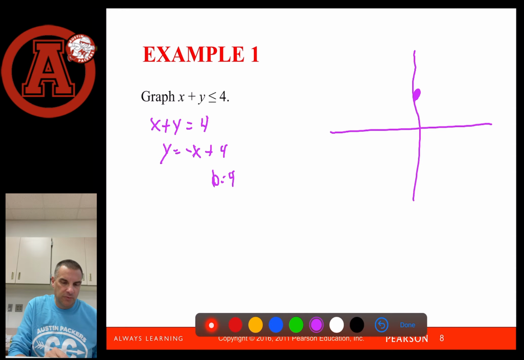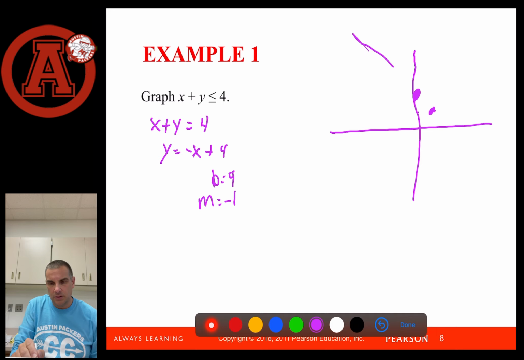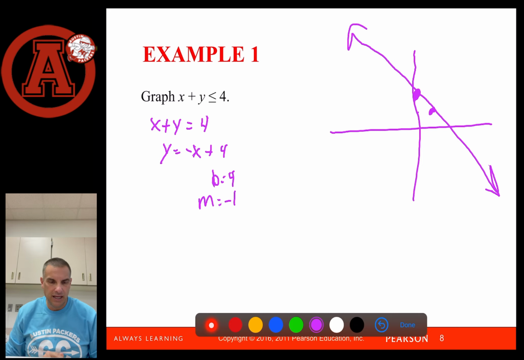And now my slope for this is equal to negative 1. Since my slope is negative 1, that means I go down 1 and over 1. I don't know if that's backwards on the screen or not. But you go down 1, to the right 1, and you put another dot. So now we get 2 points that form a line, which is what we want to do. It's less than or equal to, so it's going to be a solid line.